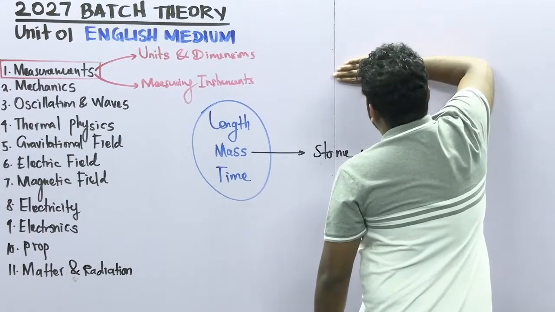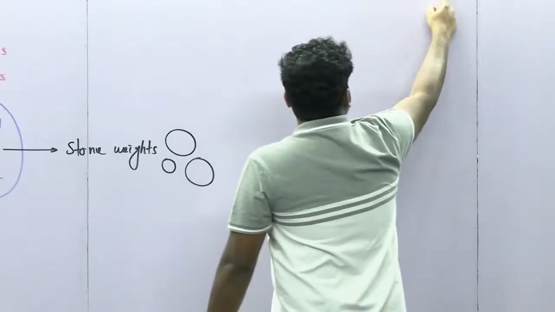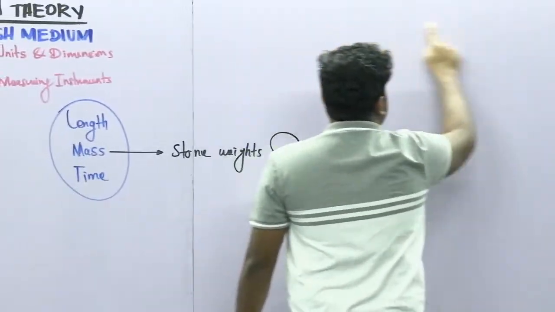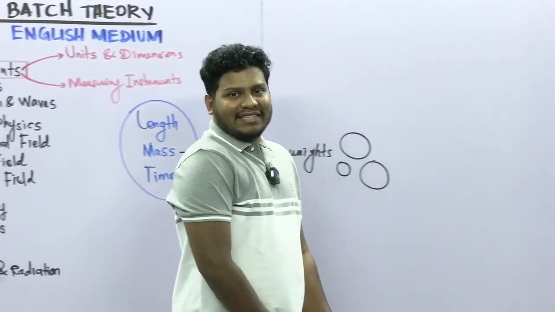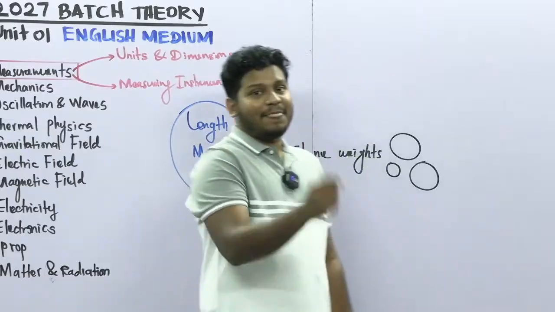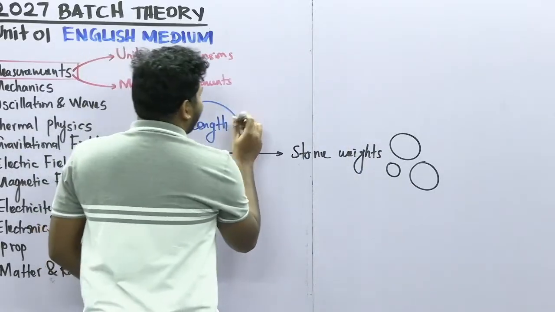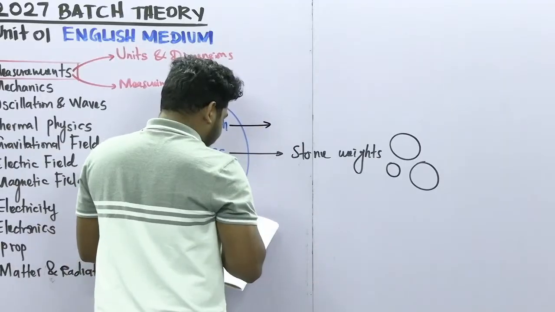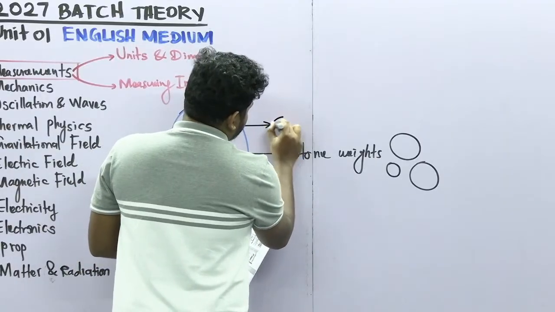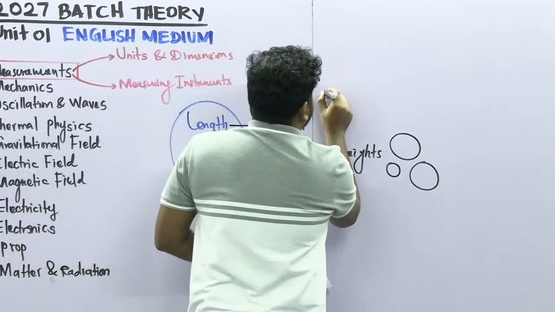So how to measure that? If this is 1 cubit, this is the second one, this is the third one. So I can say that this length is like 3 cubits. This is how they measured lengths. So they used cubits to measure the length, like this. So these are the cubits.